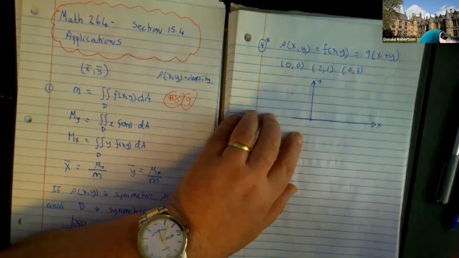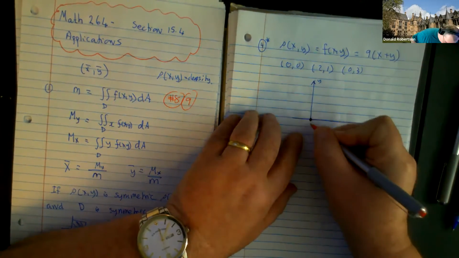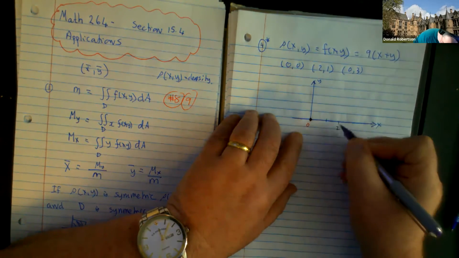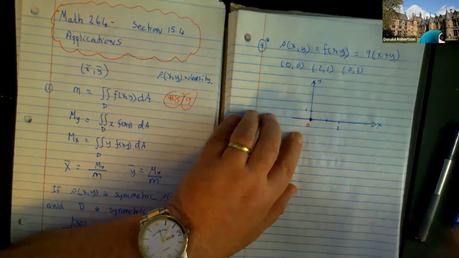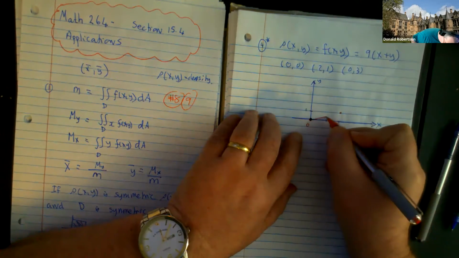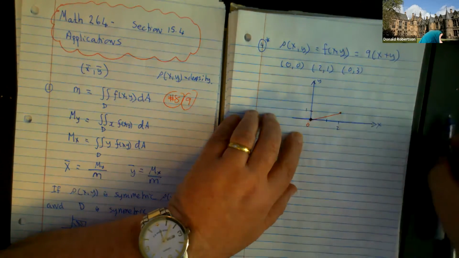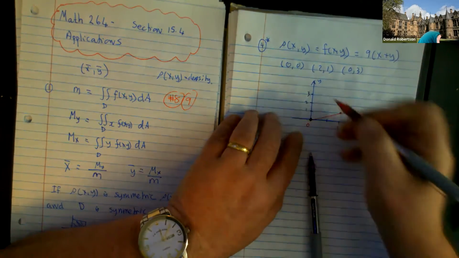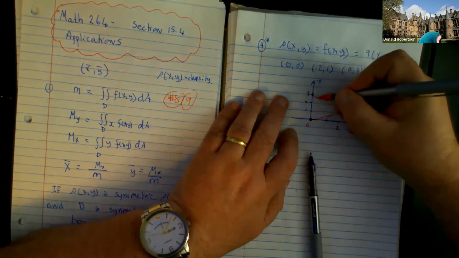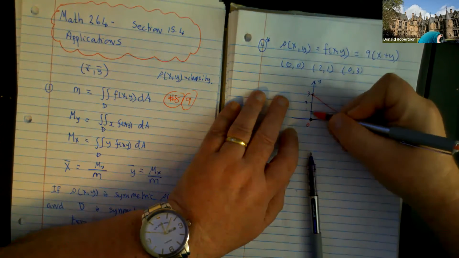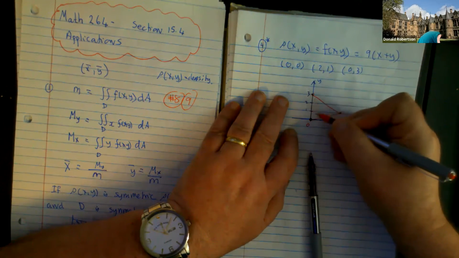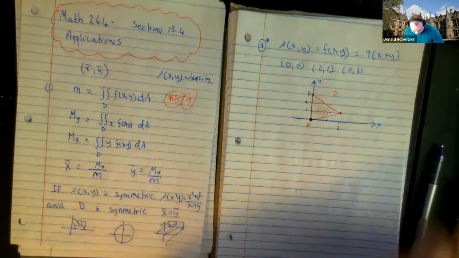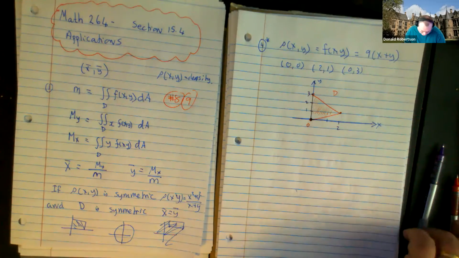So we have an origin, it's one of them, 2, 1, get you to here, 0, 3, get you to here, and then obviously back to where you started. So there's D. So this incorporates a whole load of stuff that we've done, right?